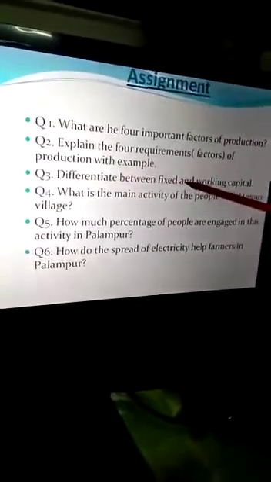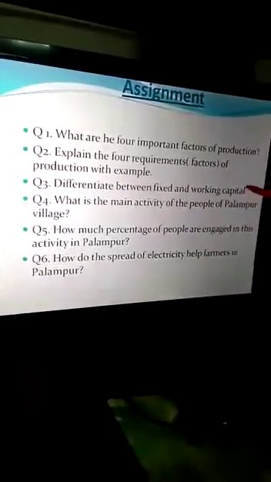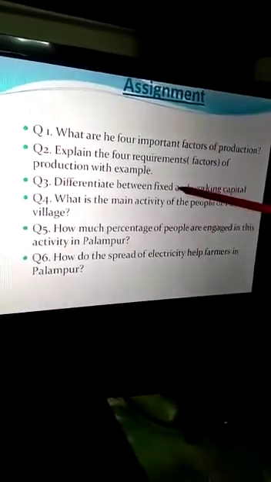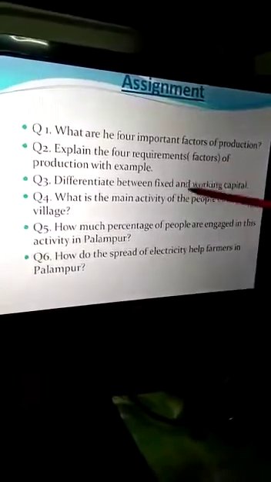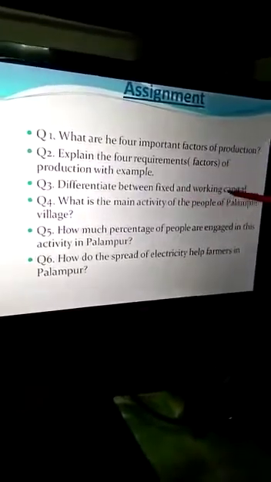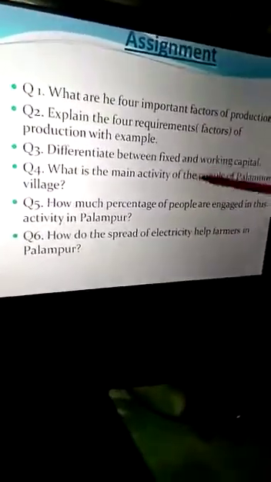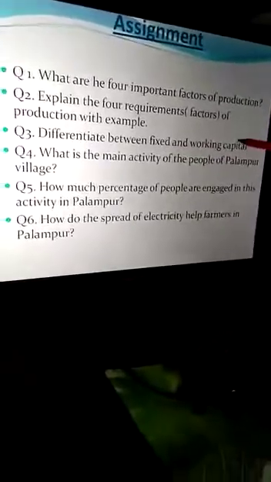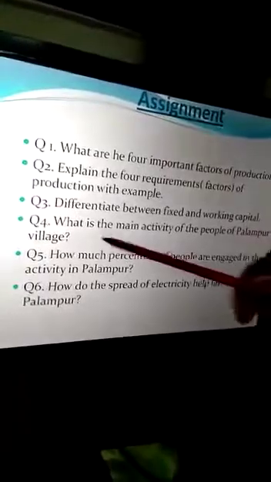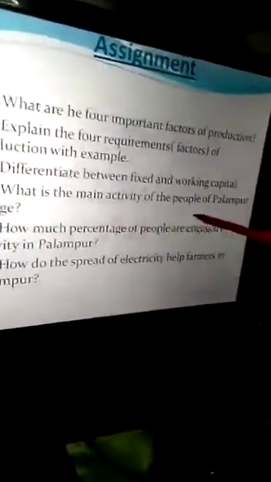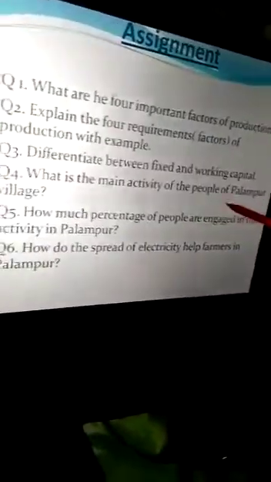Then differentiate between fixed and working capital, which I already discussed. Fixed capital, once you buy it, will be rigid; it is not required to be bought again and again every year, for example buildings and machines. But working capital is newly required every year, for example money and other raw materials.